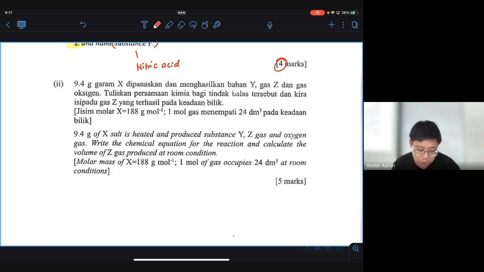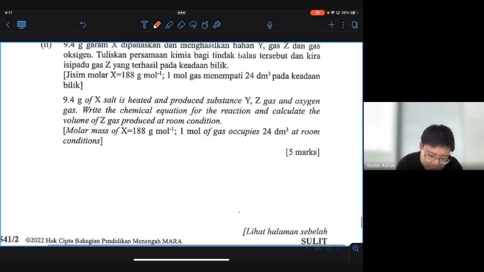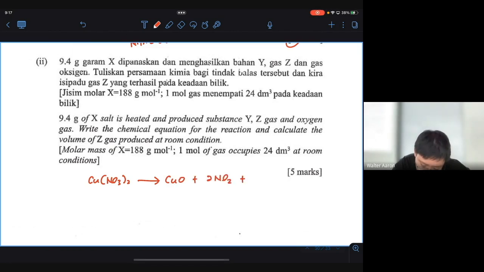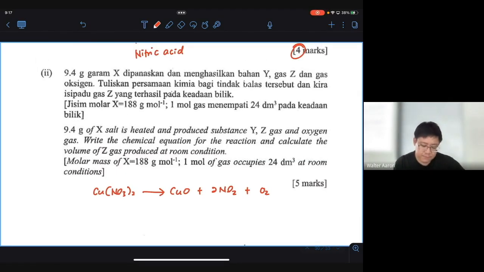Okay. So again, it is the same thing as above. So you have copper(II) nitrate decomposing to produce copper oxide plus NO2 plus oxygen. Okay. So you already wrote the chemical equation. Balanced, good enough. So I got 2 marks over there. Balanced chemical equation, 2 marks in total.